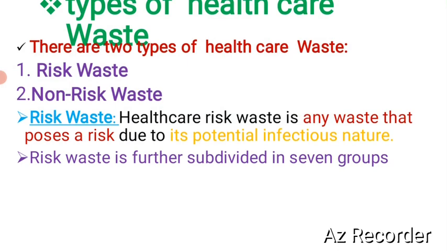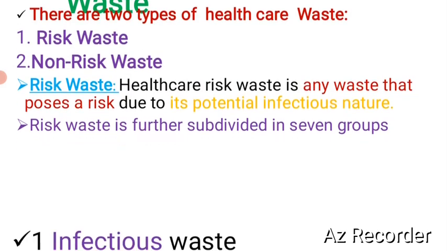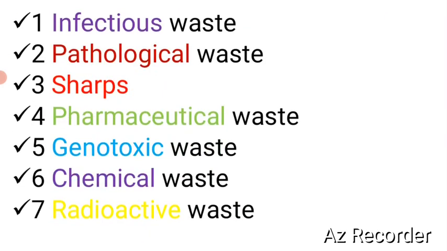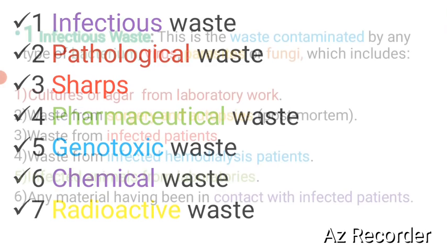So, types of healthcare waste. There are two types of healthcare waste: risk waste and non-risk waste. Healthcare risk waste is any waste that poses a risk due to its potential infectious nature. Risk waste is further subdivided into seven groups: infectious waste, pathological waste, sharps, pharmaceutical waste, genotoxic waste, chemical waste, and radioactive waste. So let's see each one by one.